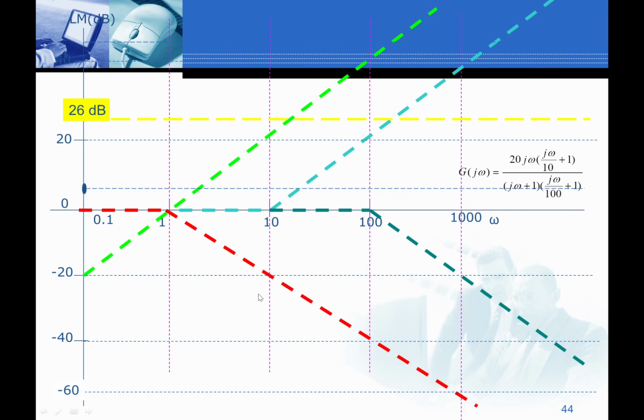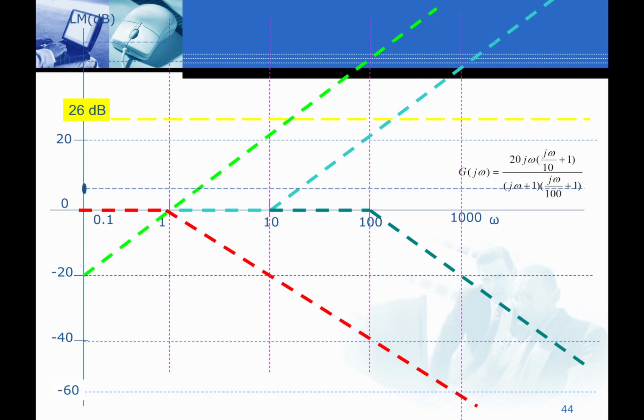Okay, so our starting point here, we have line constant at 26 dB, and then here red line, green line at 0 dB plus minus 20. So that means 26 plus minus 20, it becomes 6. Okay, so this is 6 dB.